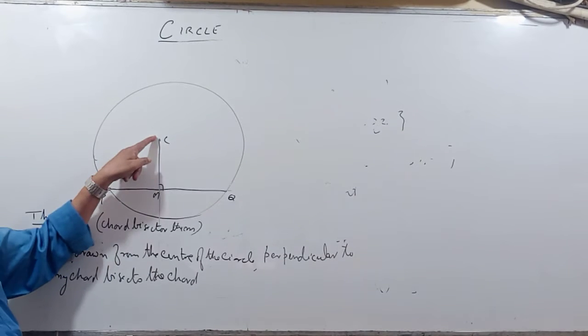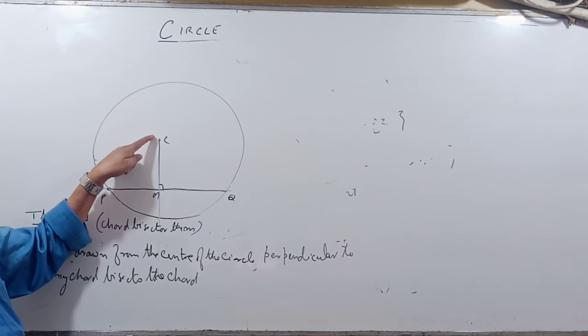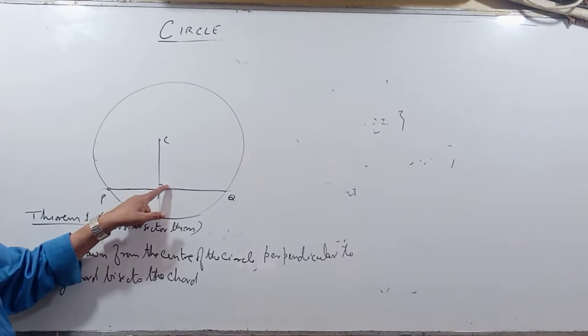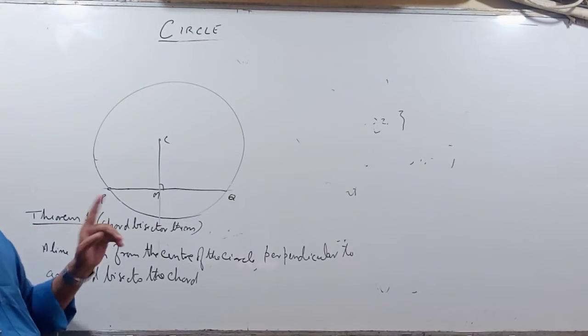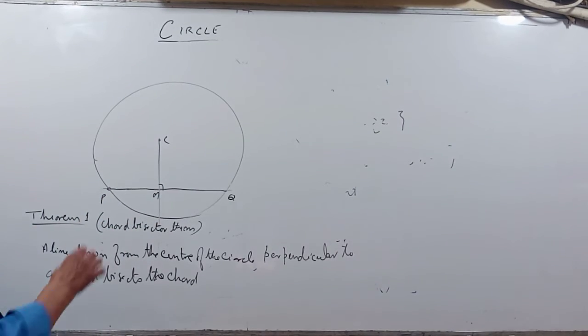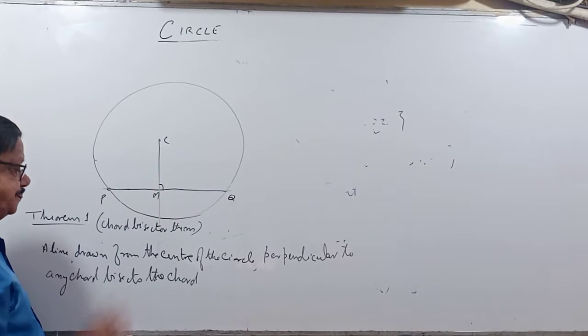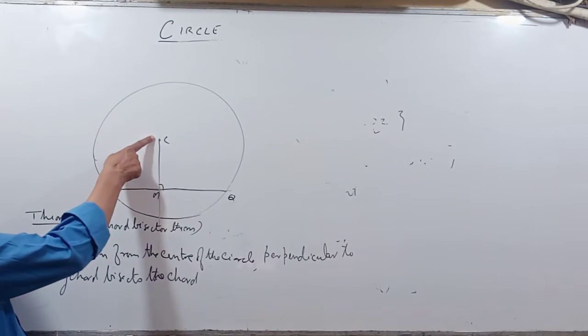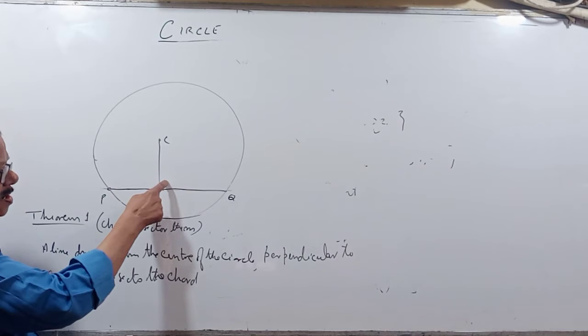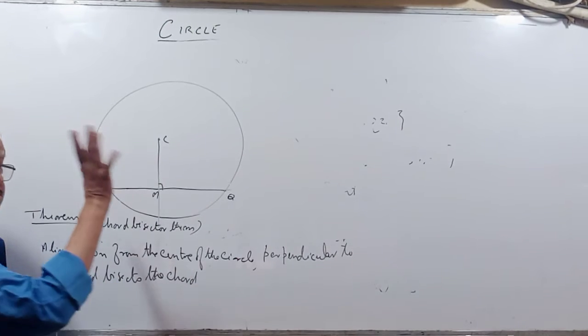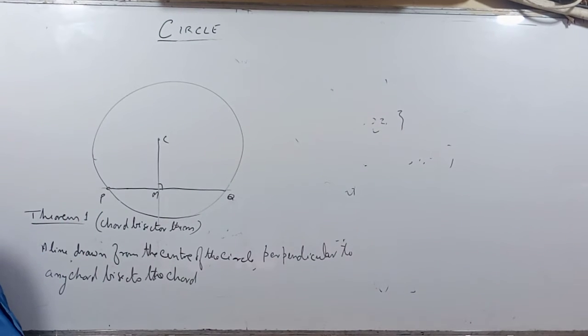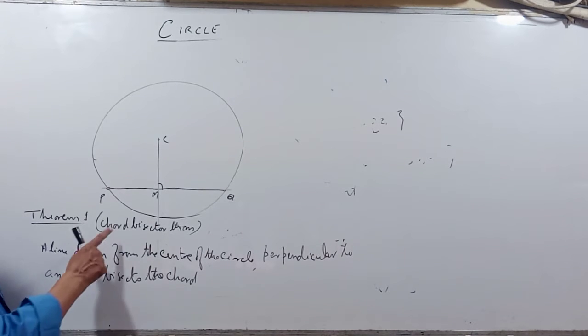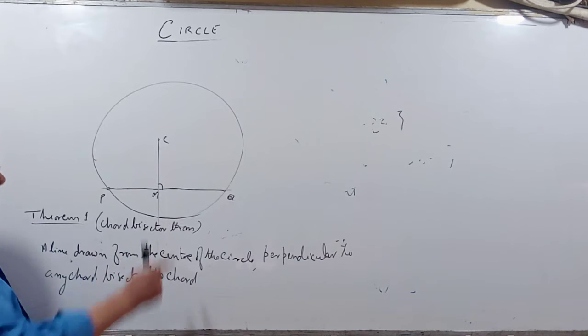The line drawn from the center of the circle perpendicular to chord. This is perpendicular to this chord PQ. It bisects the chord, matlab M will be the midpoint of PQ. A line drawn from the center perpendicular to a chord bisects the chord. Very important theorem. इसलिए chord bisector theorem लिखता है.